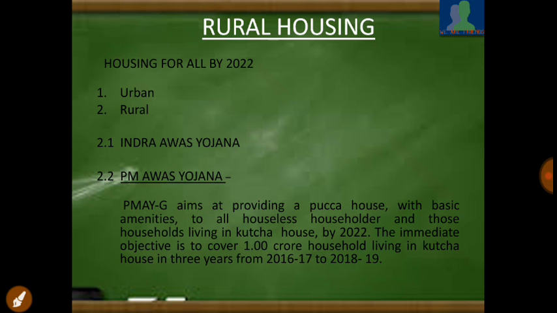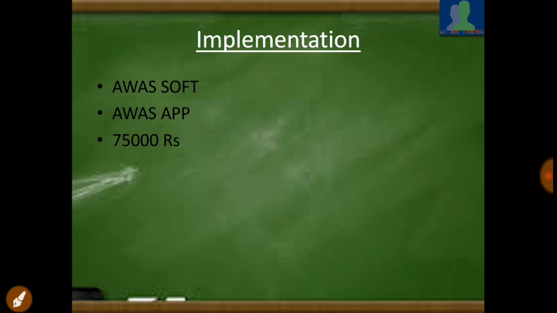Pradhan Mantri Awas Yojana Gramin aims at providing a pakka house with basic amenities to all houseless householders and those households living in kacha houses by 2022. The immediate objective is to cover 1 crore households living in kacha houses in 3 years, from 2016-17 to 2018-19. Now we will see the implementation side of this scheme.